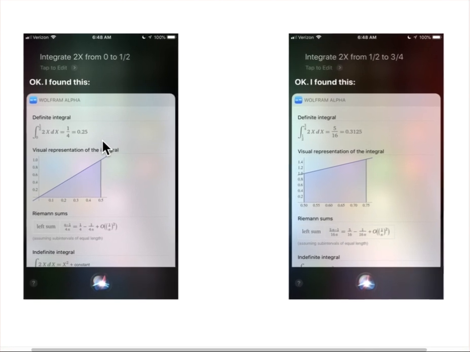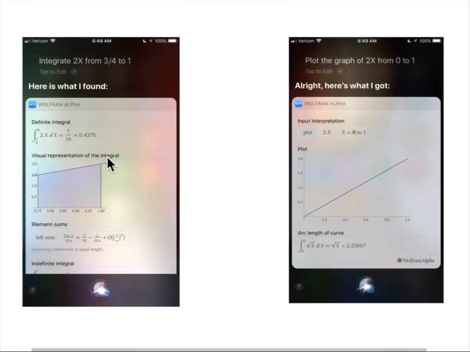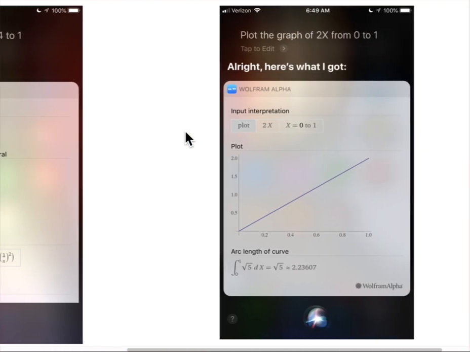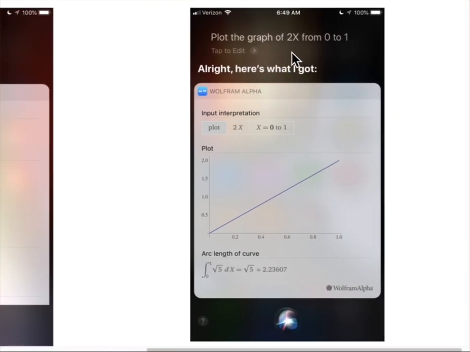So you can ask Siri or your own smartphone if it may be able to do some calculus for you. Here's an example. I asked Siri to integrate 2x from 3/4 to 1, and we got 7/16 as the fractional representation. Again, Wolfram Alpha is doing this symbolically and then giving us both the fractional representation and the decimal representation, or in some cases a decimal approximation. Here I'm asking Siri to integrate the PDF 2x from 0 to 1.